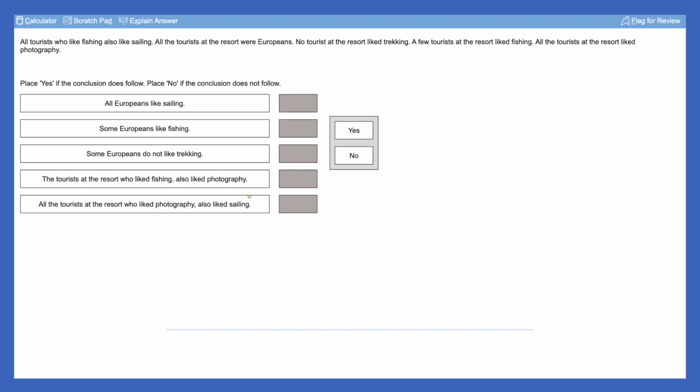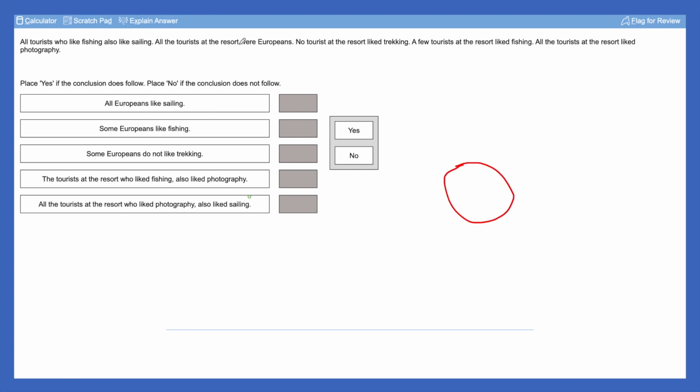Question 1. All tourists who like fishing also like sailing. All the tourists at the resort were Europeans. No tourist at the resort liked trekking. A few tourists at the resort liked fishing. All the tourists at the resort liked photography. Place yes if the conclusion does follow. Place no if the conclusion does not follow. Alright, so this is basically a Venn diagram. So let's draw a Venn diagram for this question.